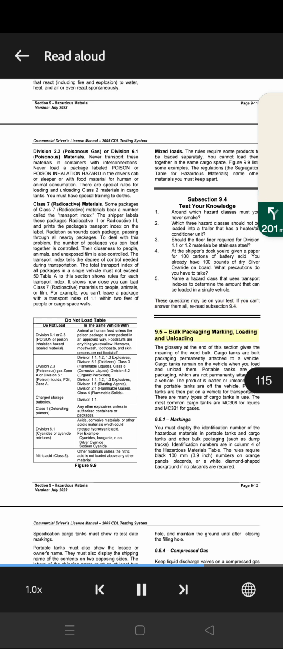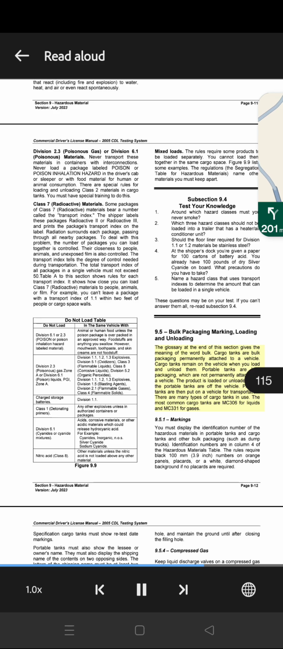9.5 Bulk packaging marking, loading and unloading. The glossary at the end of this section gives the meaning of the word bulk. Cargo tanks are bulk packaging permanently attached to a vehicle. Cargo tanks remain on the vehicle when you load and unload them. Portable tanks are bulk packaging, which are not permanently attached to a vehicle. The product is loaded or unloaded while the portable tanks are off the vehicle. Portable tanks are then put on a vehicle for transportation.